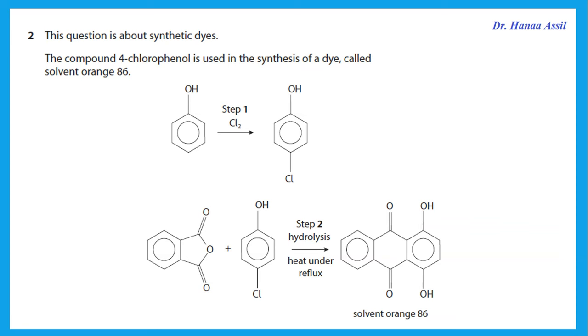Question 2 says, this question is about synthetic dyes. The compound 4-chlorophenol is used in the synthesis of a dye called solvent orange 86. So we're trying to make that compound at the bottom right, starting from phenol.